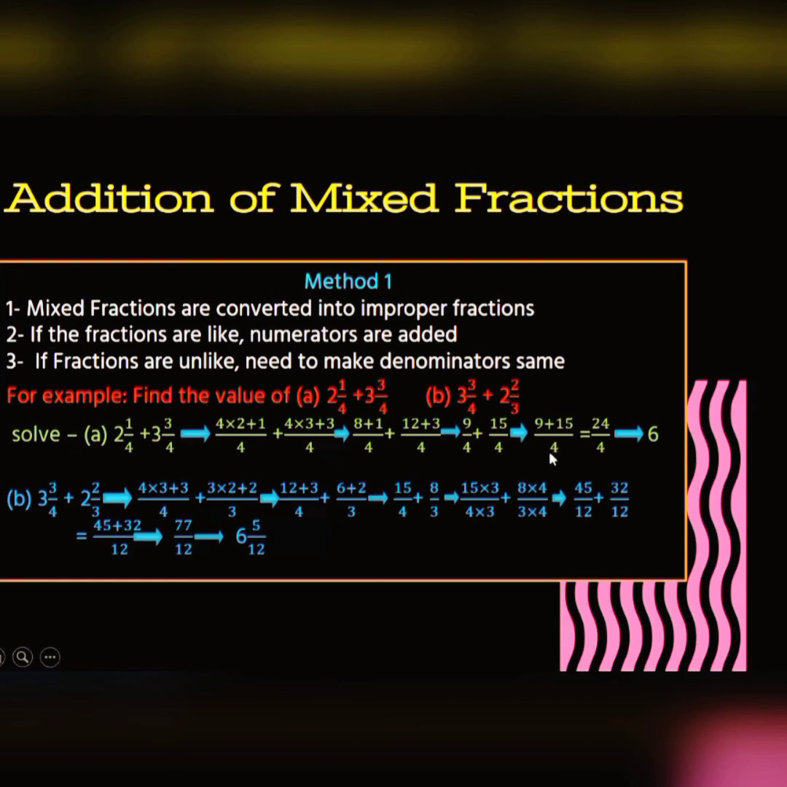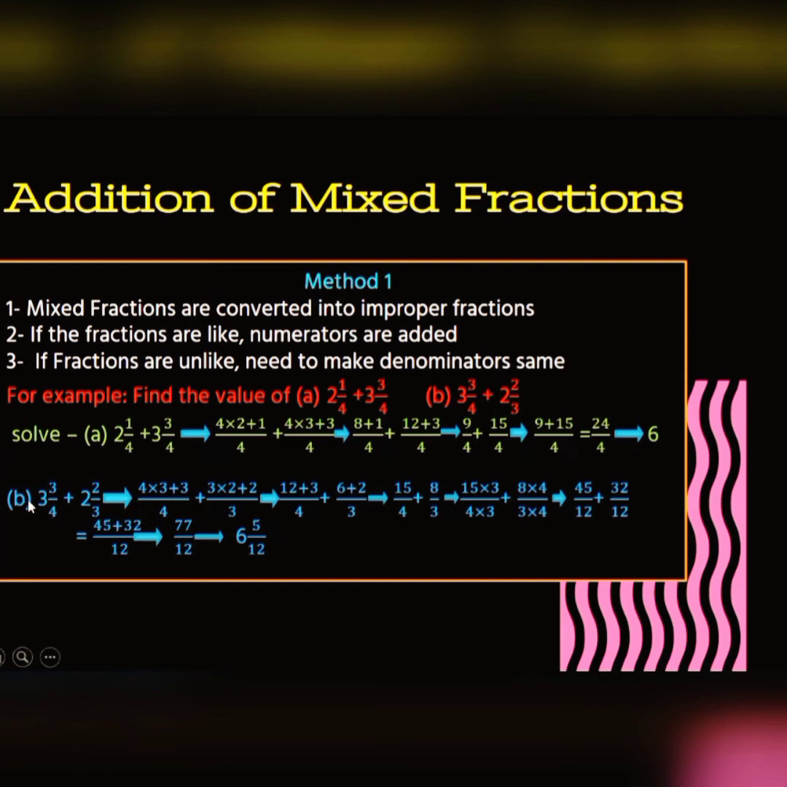Now you need to add only the numerators. This is 9 plus 15 will be 24 upon 4. Now 24 divided by 4 will be 6, the answer of this. Got it? So this is the like fraction. You can just follow this step. First convert into the improper fraction, then find the sum of the numerators only if the fractions are like. In case of unlike fractions, the same process will be followed.